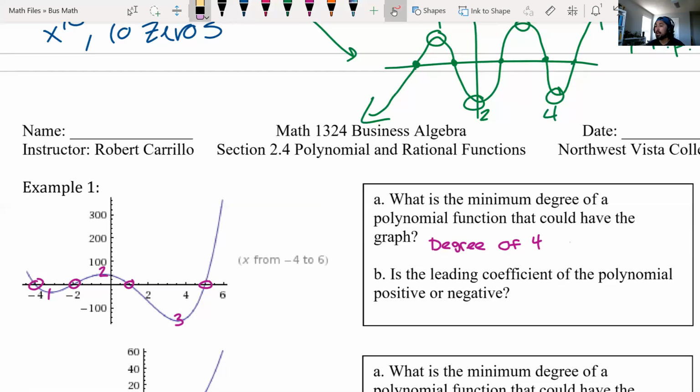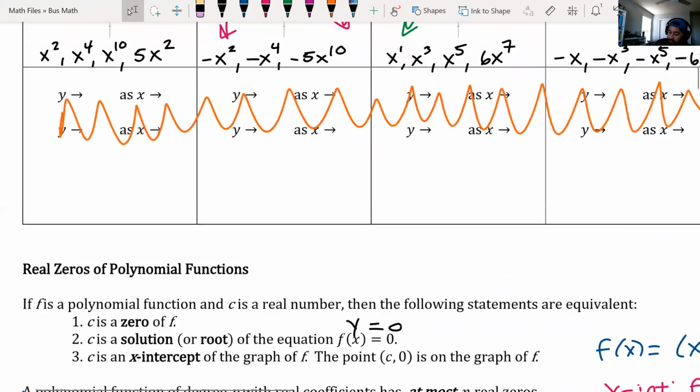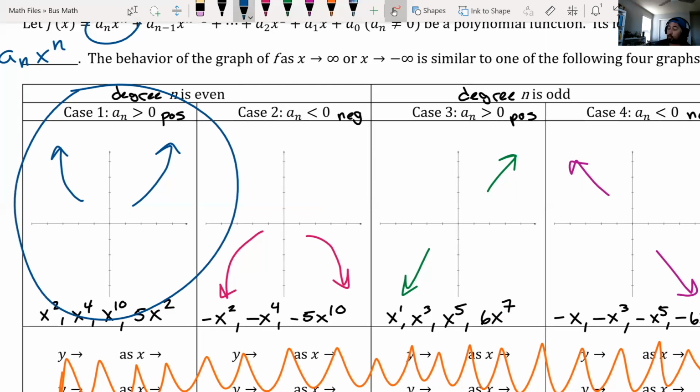All right. And then B, is the leading coefficient of the polynomial positive or negative? So now this is where we look at the end behavior chart. So look at the tails of this function. This tail is headed up towards infinity, and this tail is also headed up towards infinity. So here we have an even degree of 4, and we have tails that open up. So if I go back and reference my chart, we have an even degree, and my tails open up. This is going to be a case 1.